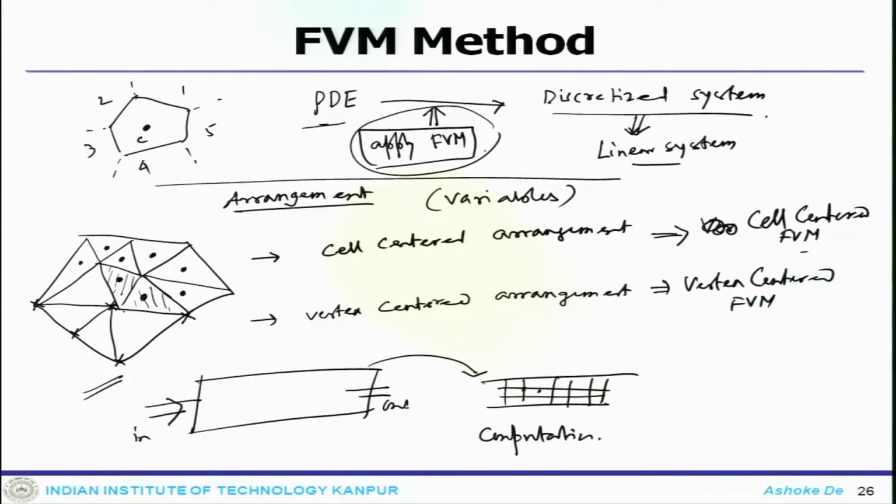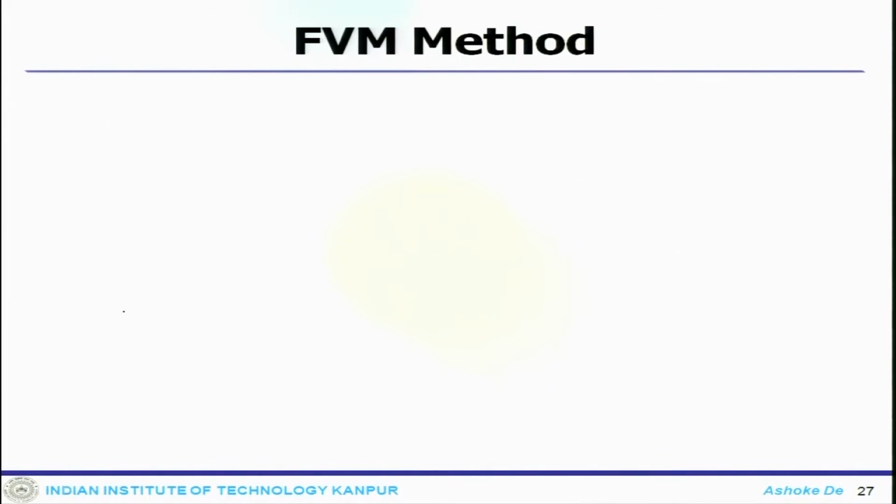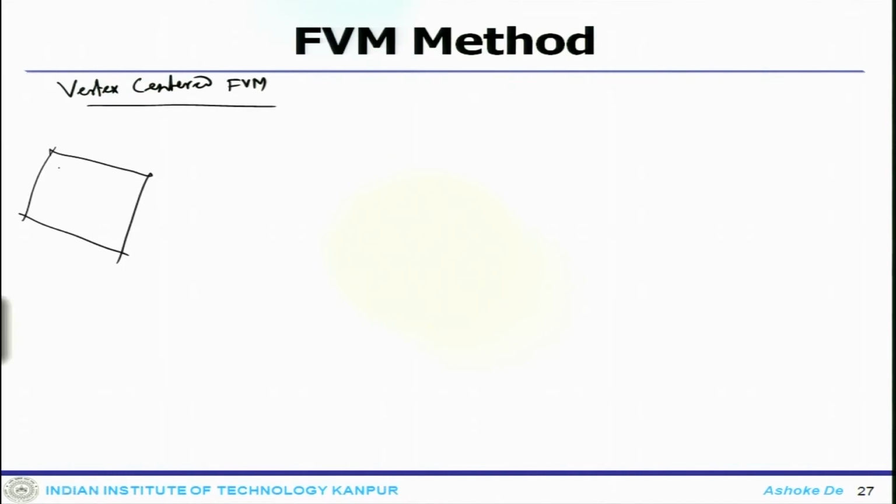But what are the typical pros and cons with this kind of arrangement? Let us first look at this vertex centered FVM. So, what you do? You have this particular arrangement. Here you store the data at these points, the vertex points, and if you have the centroid then they would be connected like that. Okay.